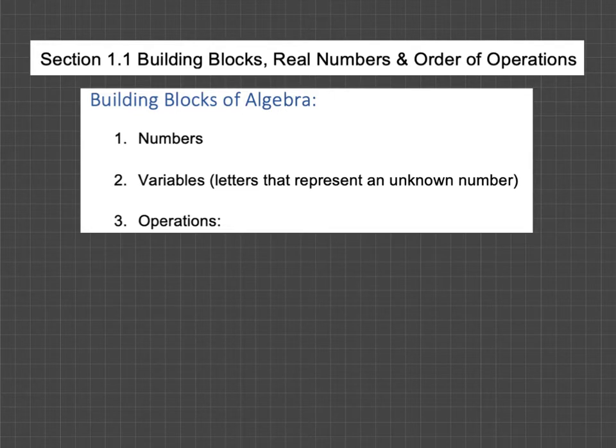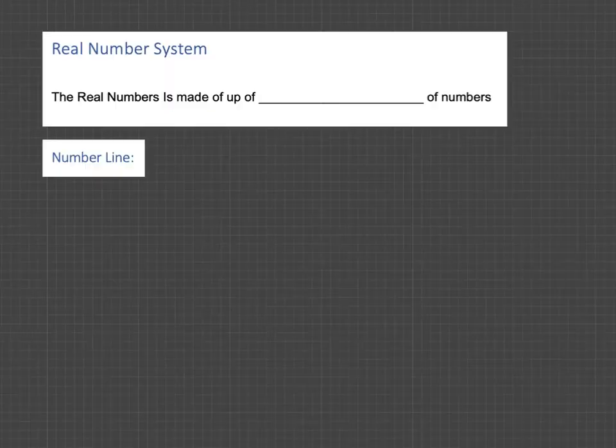So first of all, numbers. We're going to dive into real numbers. The real number system is made up of sets of numbers, and we're going to get into those. Variables, second building block of algebra, letters that represent some unknown number or numbers. And finally, operations. So the operations that we are going to look at are addition, subtraction, multiplication, division, and exponents. I'm going to abbreviate here, just exponents.